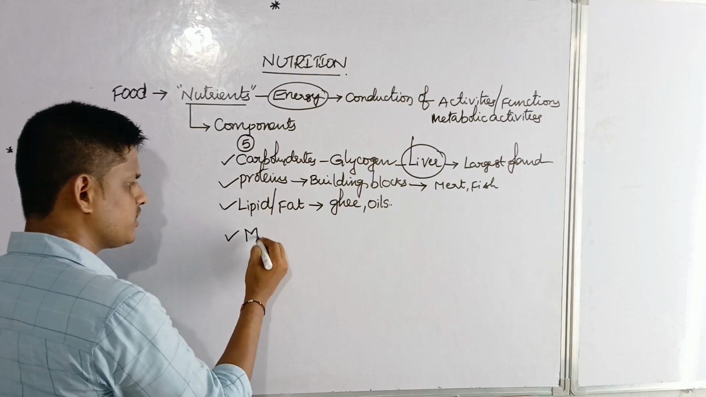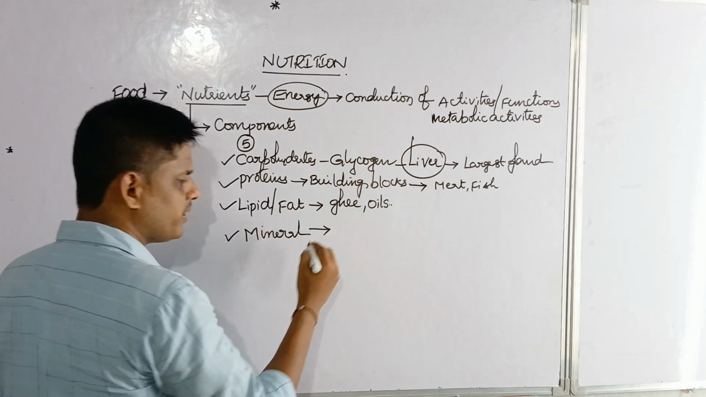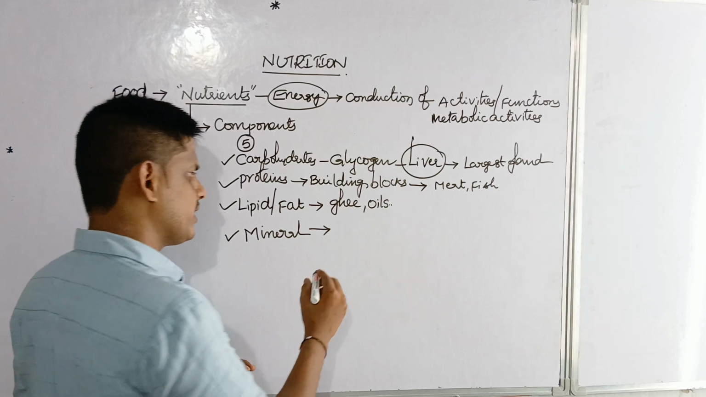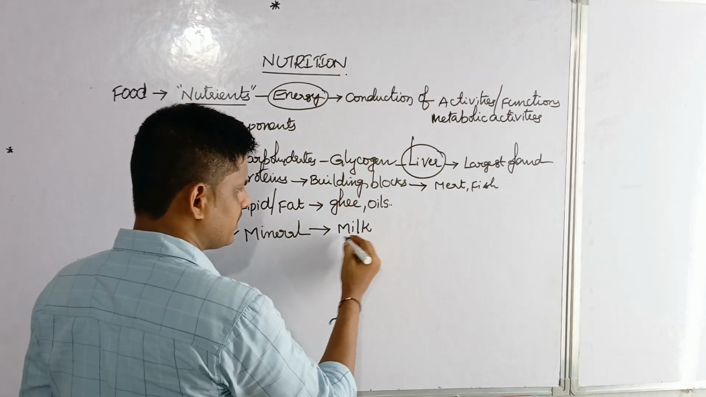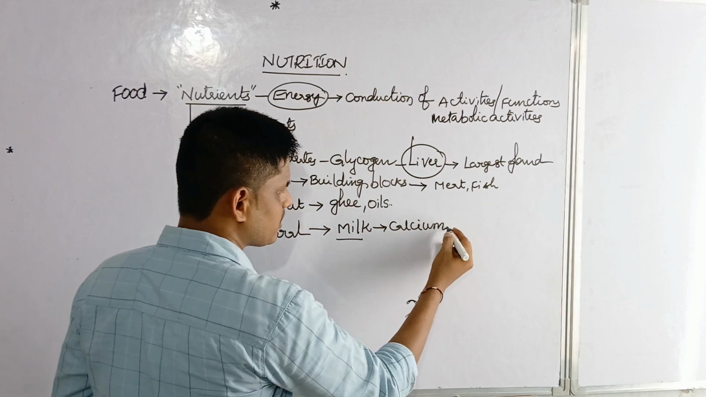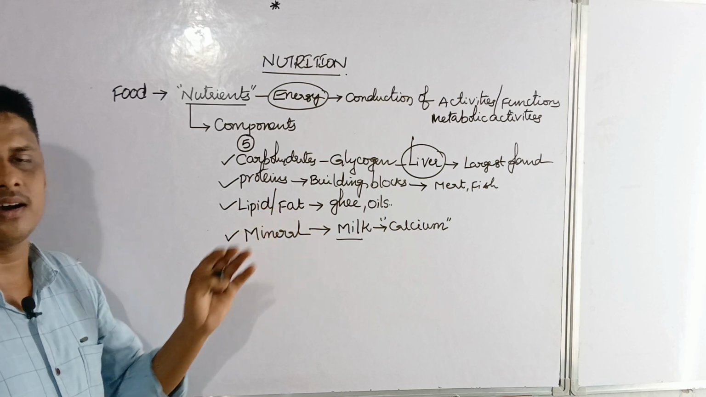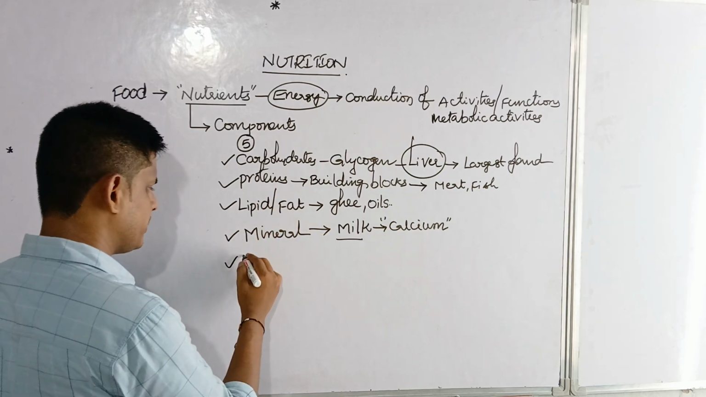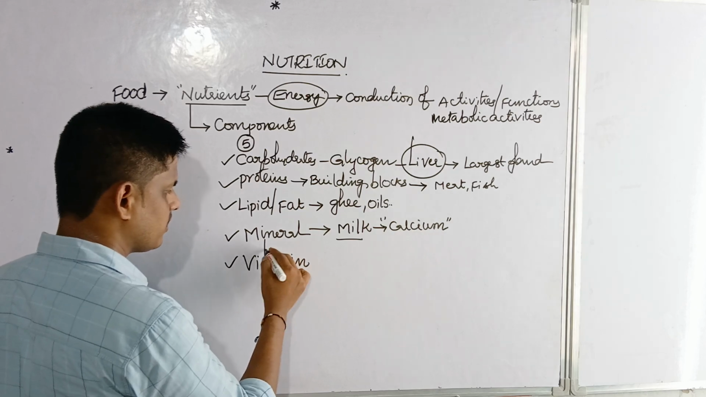The next nutrient is minerals. These minerals can be found in various food materials. For instance, I will take the example of milk. Milk is a rich source of calcium, and this calcium helps in the formation of bones and teeth in our mouth, right? And the last one is vitamins.